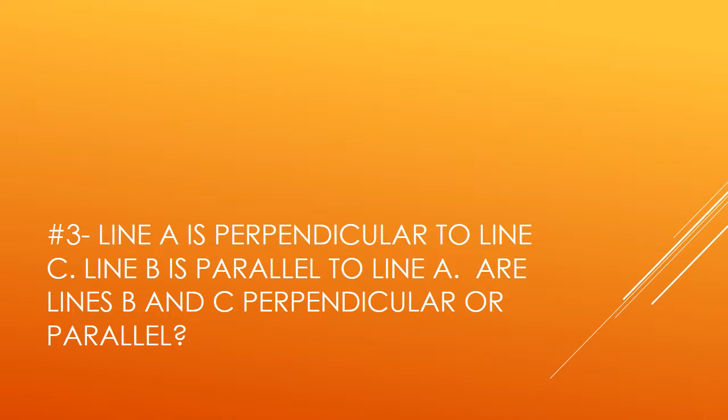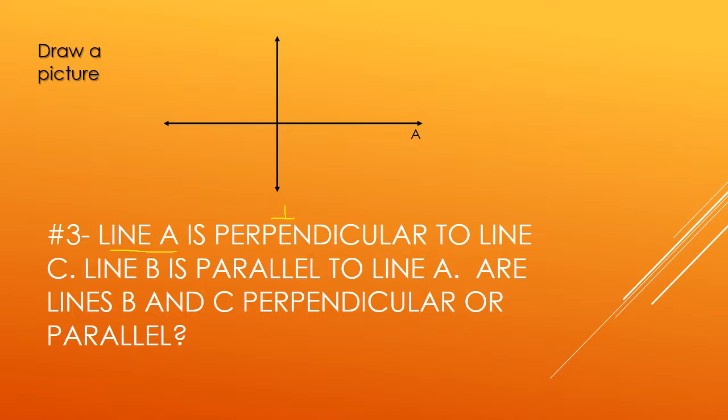So this is a little bit different, but for number 3, what you need to do is draw a diagram. So the first thing I'm going to do is go ahead and draw my first line, A. Okay, so I have line A, and then I see that it's perpendicular. Remember, perpendicular is when they cross at a 90-degree angle to line C. So I'm going to go ahead and draw line C here that is perpendicular. All right, so I know those two are a 90-degree angle.